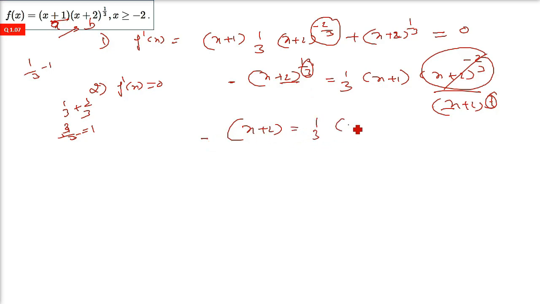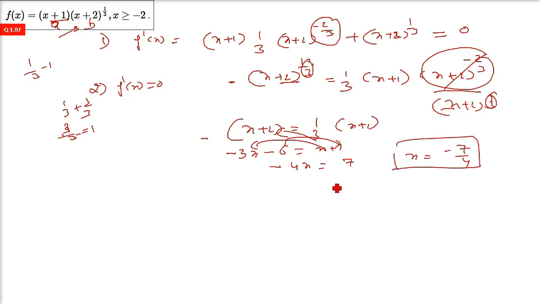So you have this 1 by 3 (x plus 2). Multiply both sides by 3. This is 3x plus 6. On one side, let us multiply the negative also. On the right, it's x plus 1. And from here, we will get the x value, and that will indicate that this is the point of possibility of local minima or local maxima. What it will be is still unknown. We get x equals negative 7 by 4.